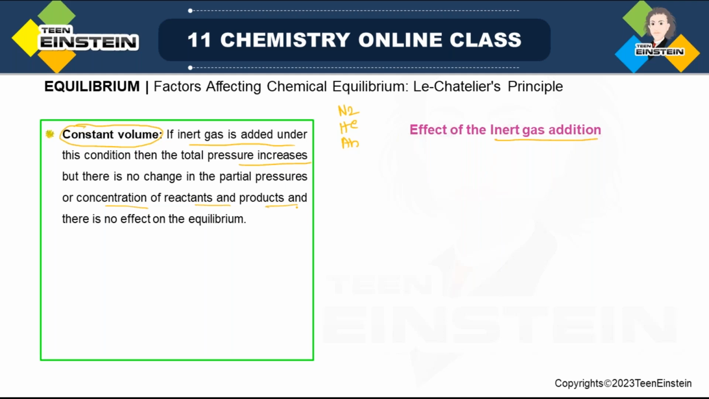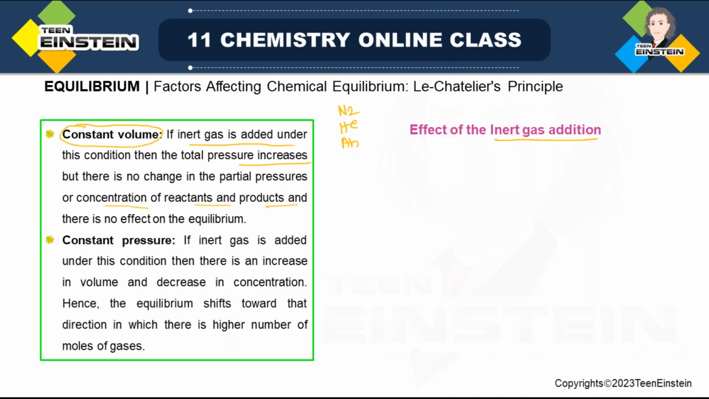There will be no effect when you are adding some inert gas, right? Because there is no change in the partial pressure or concentration. Partial pressure applies when you are dealing with gaseous substances, or you can talk about concentration also, that is Kc. So whether it is Kp or Kc, at constant volume, whatever inert gas you are adding, there is no effect on the system. There is no effect on the equilibrium.